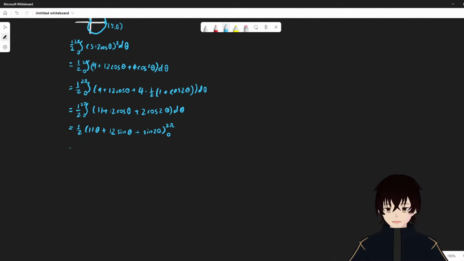Plug in 0, you get nothing, so that's equal to 1/2 times 22 pi, which equals 11 pi. Since you plug in 2 pi, you also get 0 for all the sines. Yep, it is 11 pi.